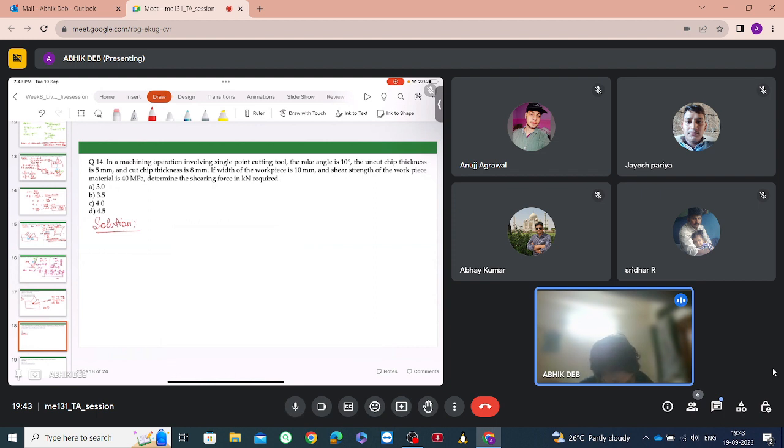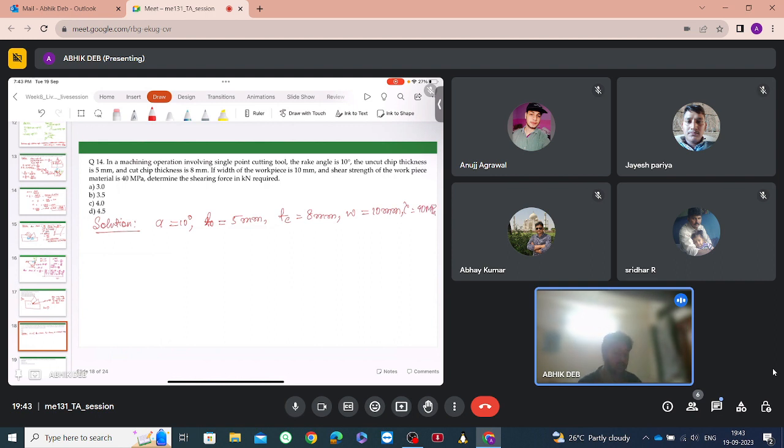The rake angle alpha is given as 10 degree. The uncut chip thickness, or sorry, T naught, is given as 5 mm. The cut chip thickness is given as 8 mm. The width of the workpiece is given as 10 mm. And the shear strength is given as 40 MPa.